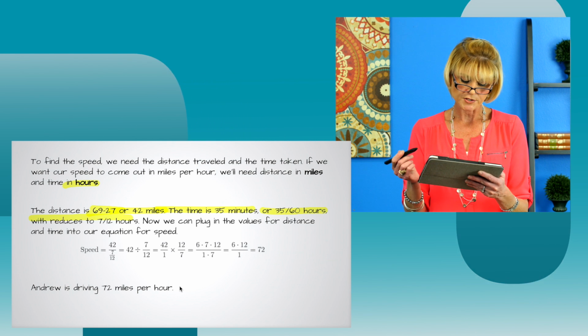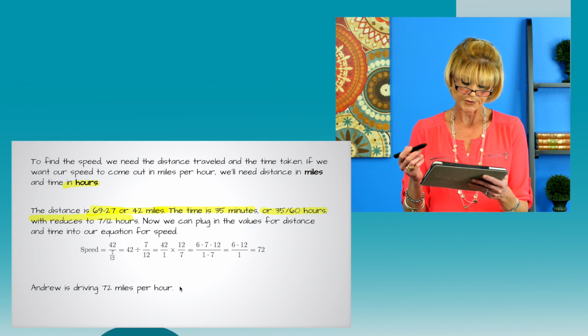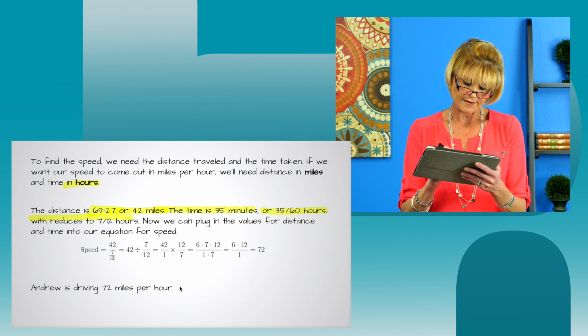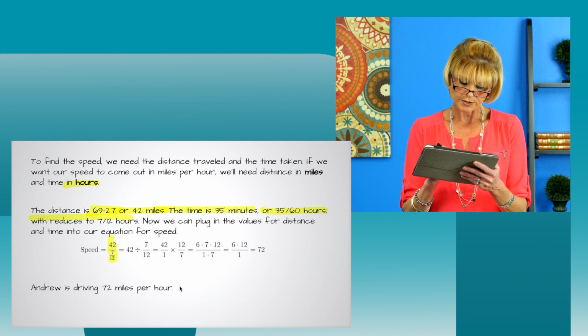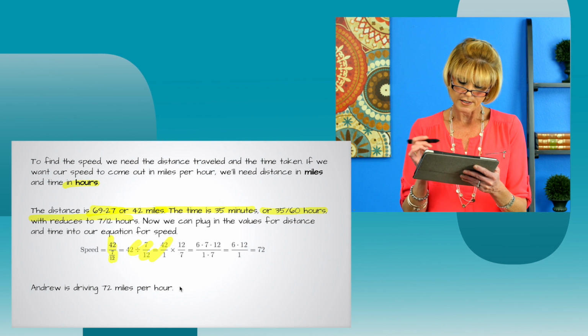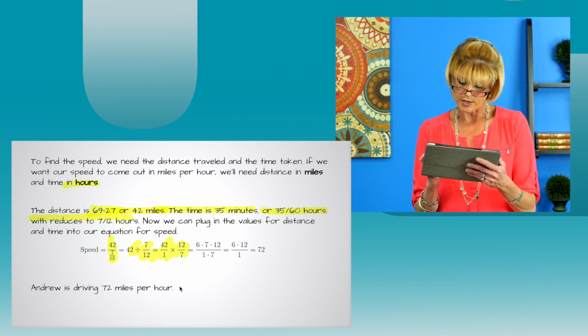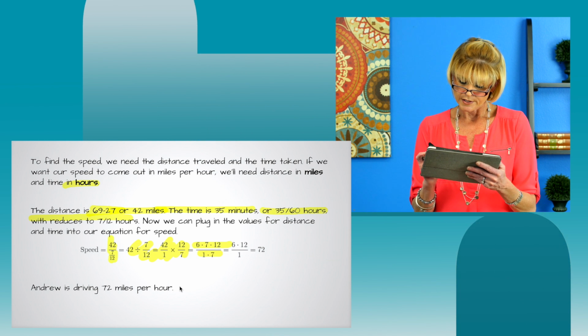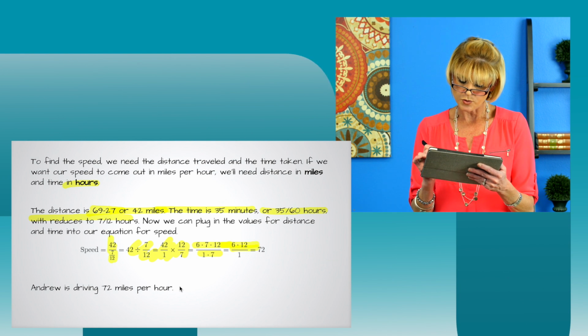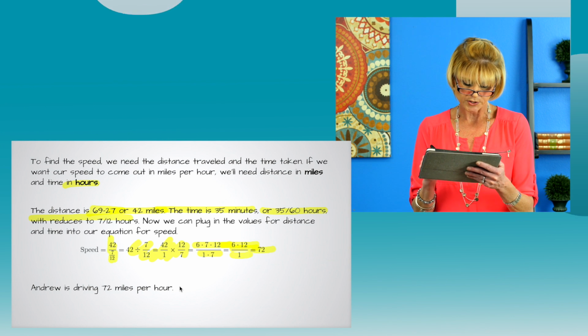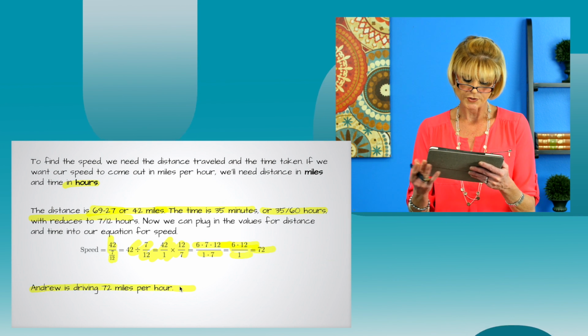Now we can plug in the values for the distance and time into our equation for speed. So the speed is 42 over 7 over 12, equals 42 over 1 times 12 over 7, equals 6 times 7 times 12 over 1 times 7, equals 6 times 12 over 1, equals 72. So Andrew is actually driving 72 miles per hour.